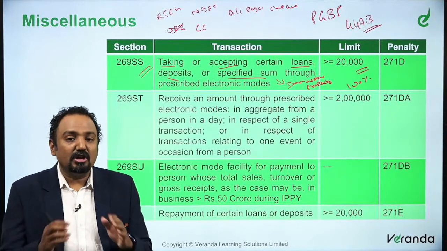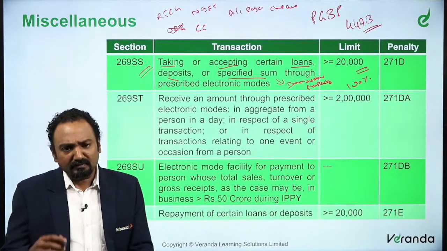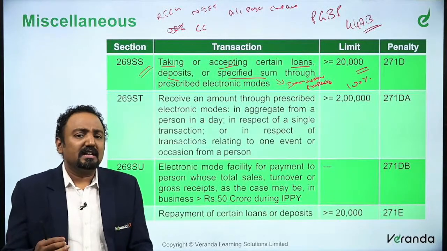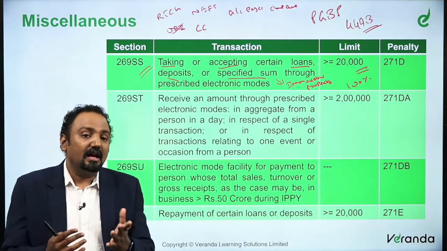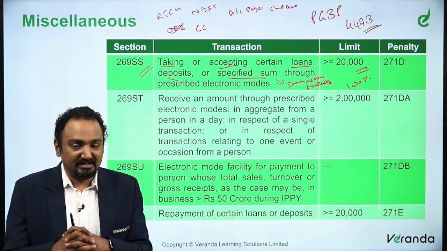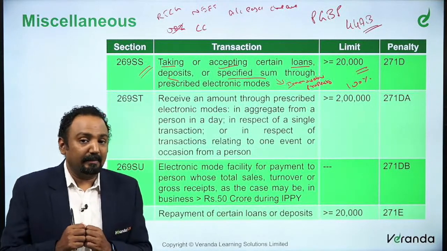So, that is what is there. So, the equal amount will be charged to tax. So, now if this is not being followed, that is, there is a transaction, let us say of 2 lakhs, which is not in accordance with section 269SS, which means it is through modes other than the prescribed modes.